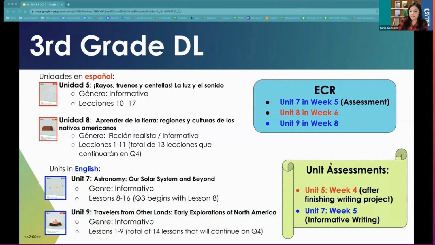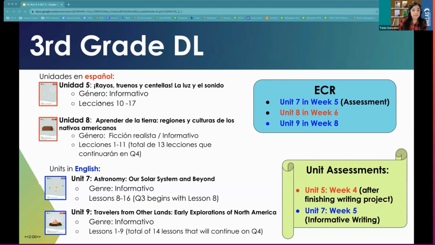The unit assessments for this quarter 3: the assessment for Unit 5 will be in week 4. Amplify suggests that you begin your assessment during lesson 14. When you do lesson 14, you will notice that during the reading block, Amplify suggests that you do the assessment, but it is lesson 14. And we have a total of 17 lessons in Unit 5.